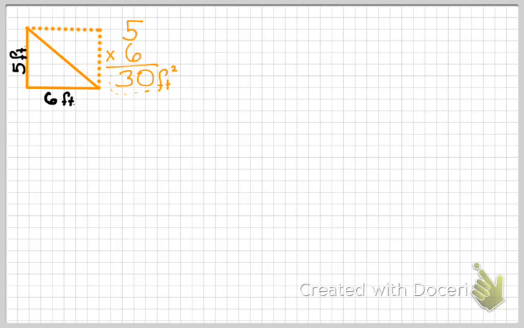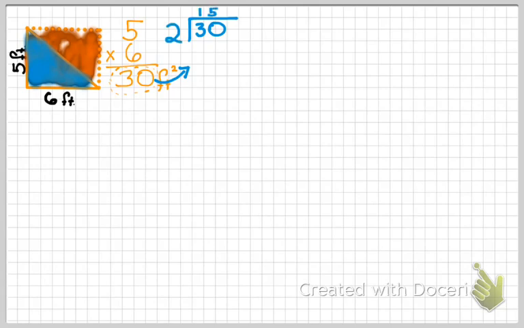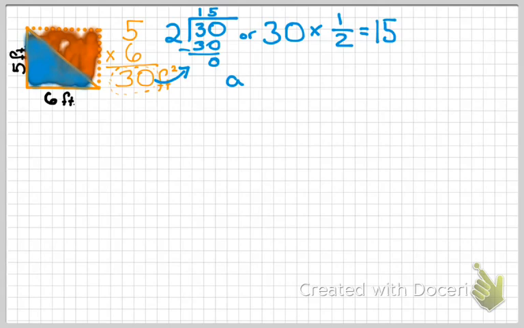So let's take a look at what we could do next. We take 30 feet squared, and if we just cut that in half or divide it by 2, we'd get 15 feet squared. Now another way to do that, if you don't want to divide your area of that rectangle by 2, you could just multiply it, in this case 30, by 1/2. And you get the same answer. Basically dividing by 2 or multiplying by 1/2 will give you the same number. So the area of this triangle is 15 feet squared.